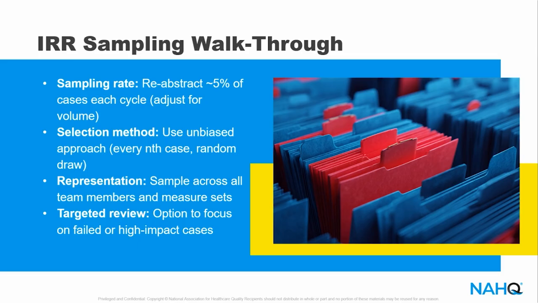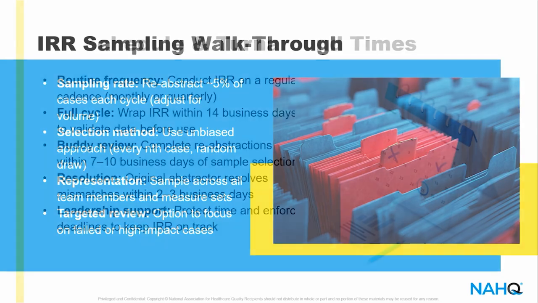It's also smart to ensure that the sample is representative across abstractors and measure sets. Each person's work should be included periodically, and if your team is covering multiple hospitals or an abstractor covers multiple registries, you want to sample from each one rather than pooling together. The bottom line: choose a percentage that fits your volumes, enforce a small minimum, and pick cases fairly. That way, your IRR results reflect true performance and give you insight you can act on.